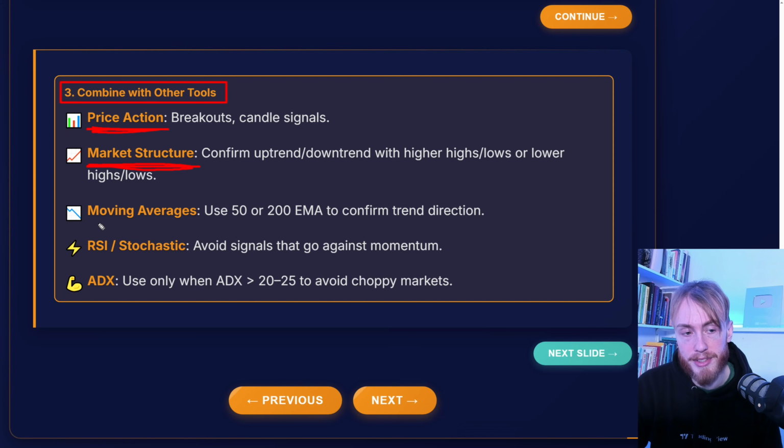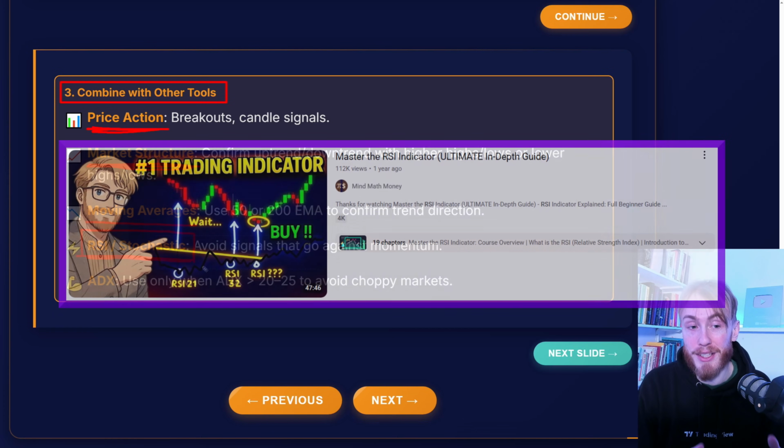Both price action and market structure are a must. You can also combine it with other things like moving averages. I'm not the biggest fan of just moving averages in general, but many traders use them successfully. So definitely consider moving averages. However, here, RSI and stochastic are two indicators I find very valuable.